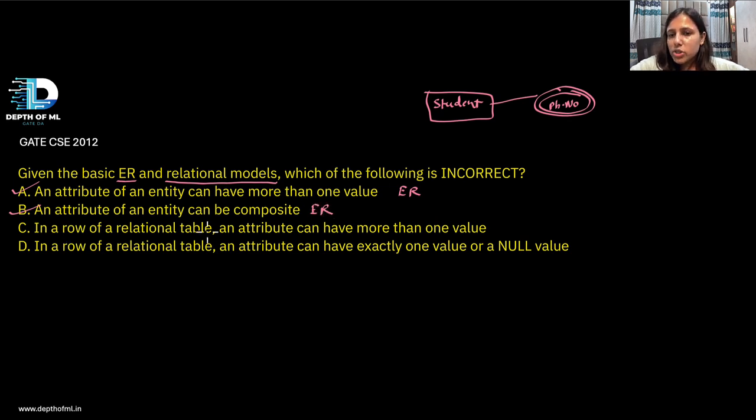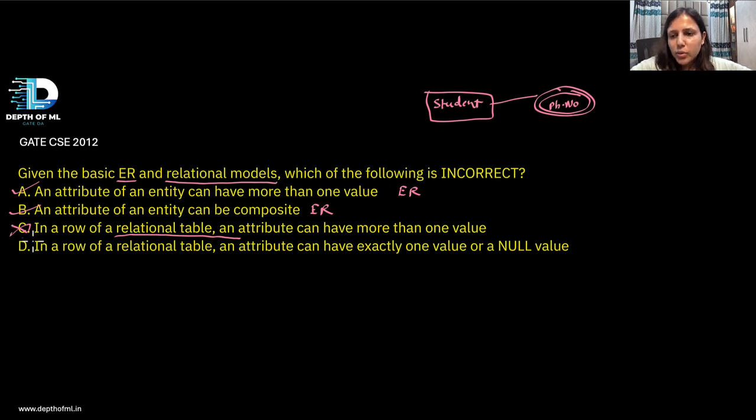In a row of a relation table, now they are talking about the relational model. So they are saying in a row of a relation table, an attribute can have more than one value. So this we know is false, right? In the relational data model, we cannot have multiple values in a single attribute. So we can't have multi-valued attributes in the relational model. So that's why this option is incorrect.